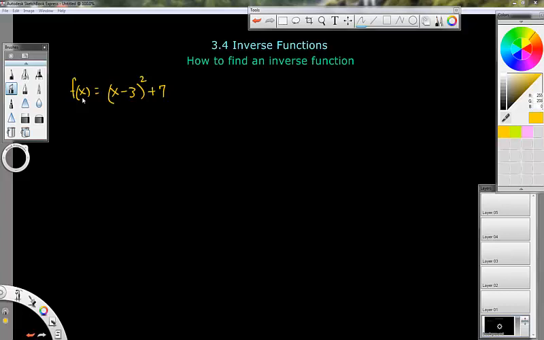Good morning. We're going to look at how to find an inverse function right now. There's a few steps in this. Sometimes you would call it 2 steps, sometimes 4 steps, just depending. But the first thing that you would probably do, and I'm going to do each step in a different color.